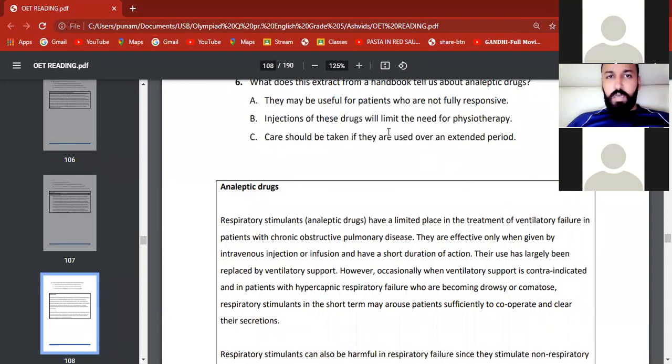Second, B: injection of this drug will limit the need for physiotherapy. Nothing about physiotherapy is given. Nothing related to that.